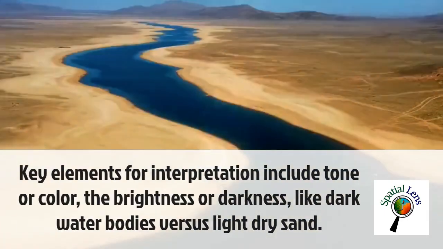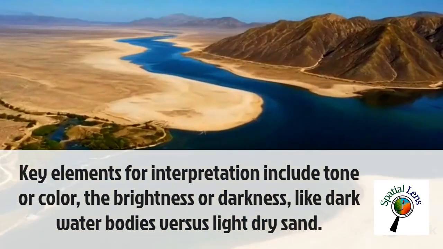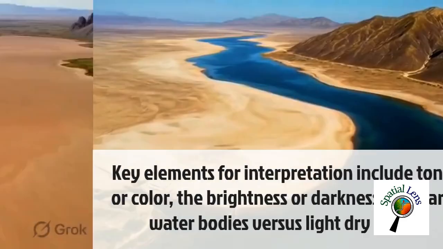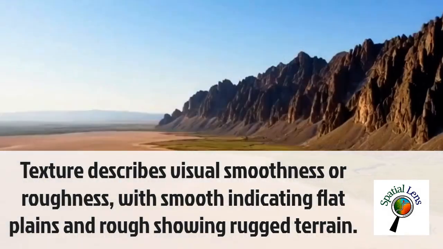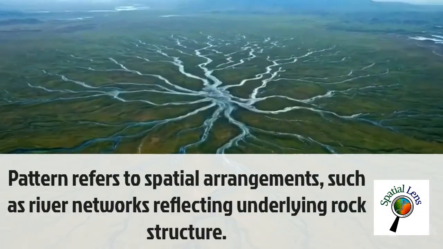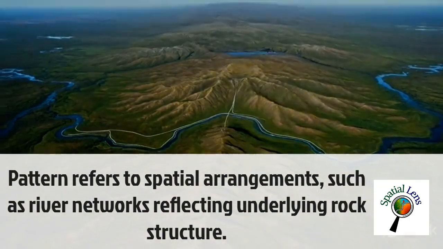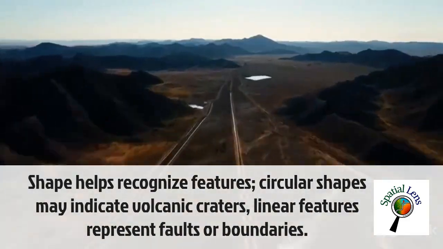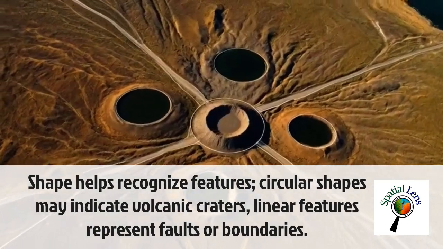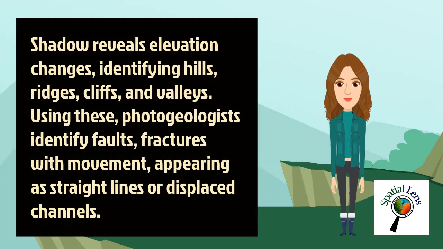Key elements for interpretation include tone or color, the brightness or darkness, like dark water bodies versus light dry sand. Texture describes visual smoothness or roughness, with smooth indicating flat plains and rough showing rugged terrain. Pattern refers to spatial arrangements, such as river networks reflecting underlying rock structure. Shape helps recognize features. Circular shapes may indicate volcanic craters. Linear features represent faults or boundaries. Shadow reveals elevation changes, identifying hills, ridges, cliffs, and valleys.